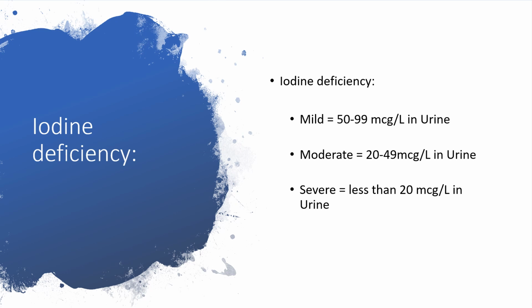In iodine deficiency, we will know whether it is mild, moderate, or severe based on some parameters in urine. It is mild when we could pick 50 to 99 micrograms per liter in urine, and it is moderate if it is between 20 and 49 micrograms per liter in urine. Iodine deficiency will be termed severe if it is less than 20 micrograms per liter in the urine.